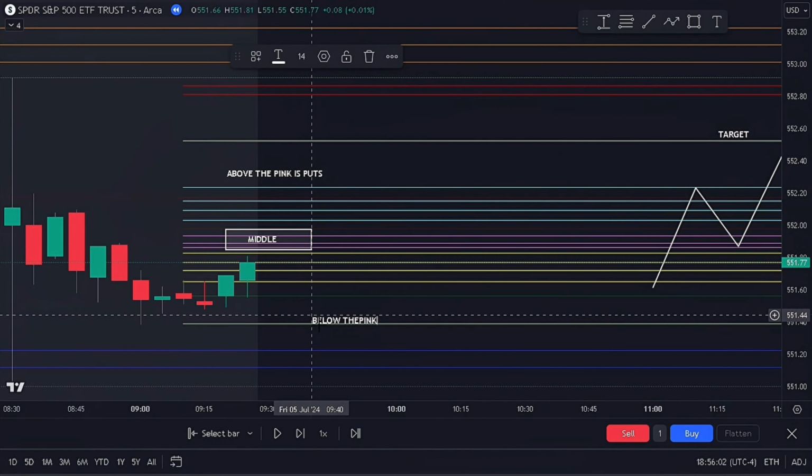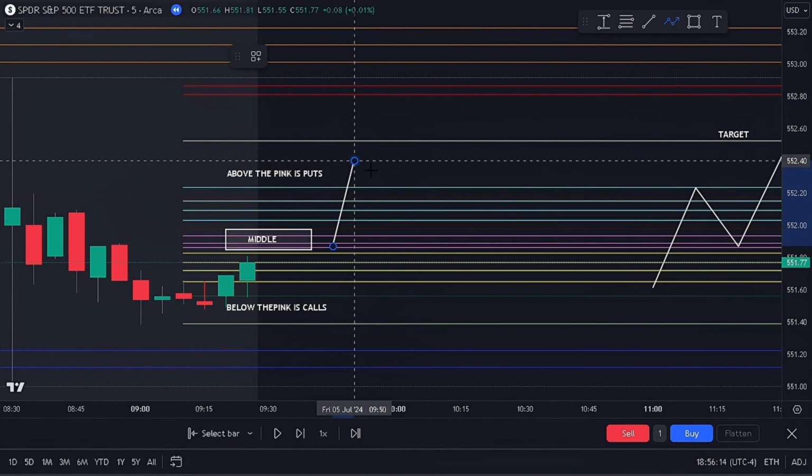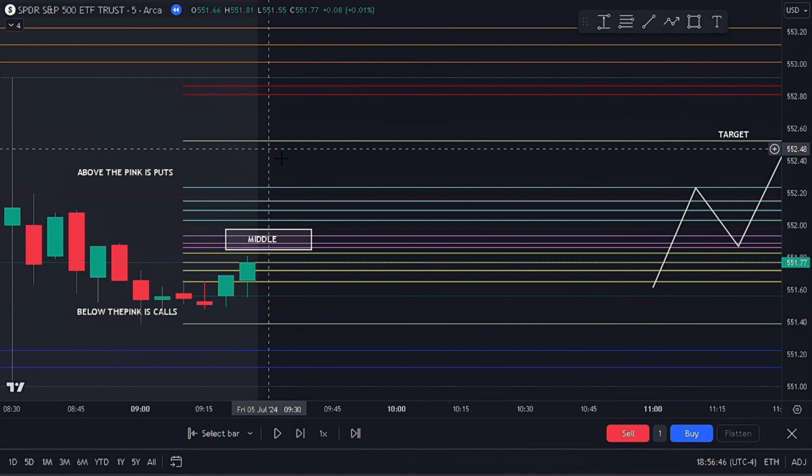So always remember, if price action goes above the pink, we want it to go down. If price action goes below the pink, we want it to go up. So always remember, it's the opposite. Under the pink means calls, above the pink means puts. Okay? I'm just going to leave this down here in case you forget some steps as we keep going through this tutorial.